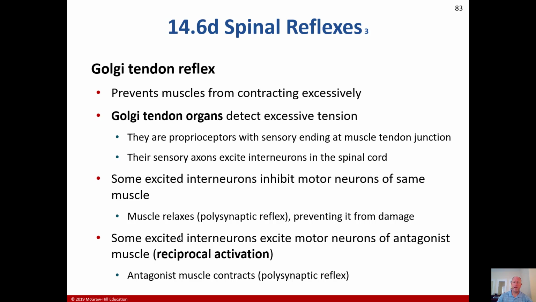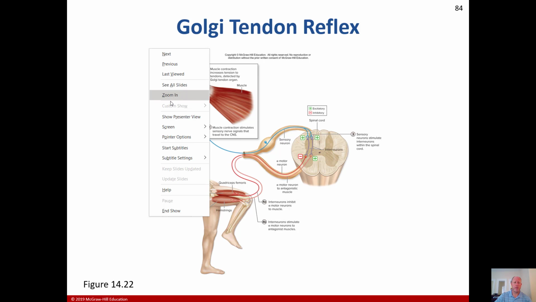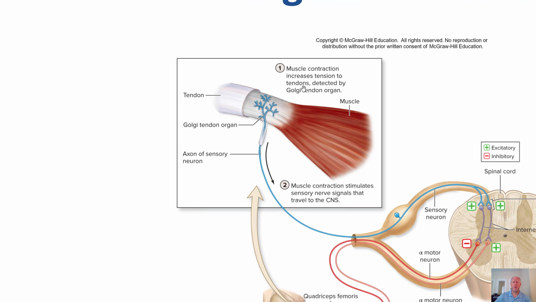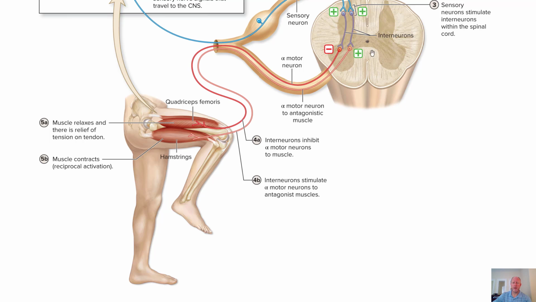And then for the Golgi tendon reflex, we have a little closer look in here. Muscle contraction increases tension on the tendons, detected by the Golgi tendon organ at the muscle. Here's our tendon, here's our Golgi tendon organ, axon of the sensory neuron, and the muscle contraction stimulates the sensory nerve signal that travels to the CNS. And we have the sensory neuron here coming to our spinal cord here. Sensory neurons stimulate those interneurons within the spinal cord. Here we have our alpha motor neuron and our alpha motor neuron to the antagonist muscle.